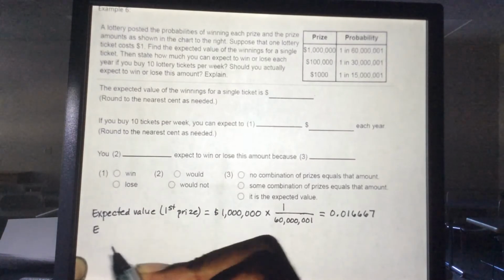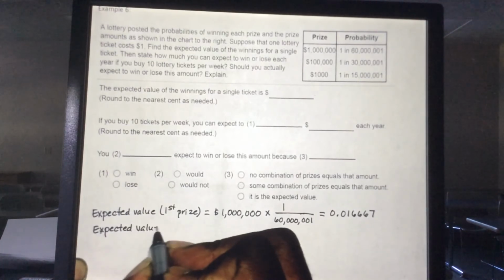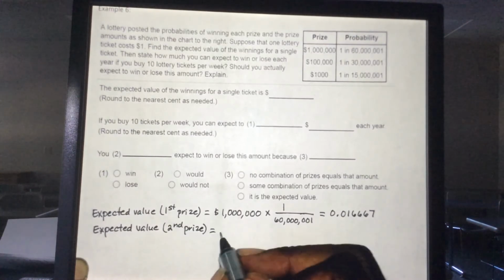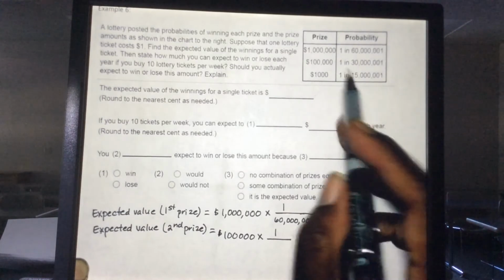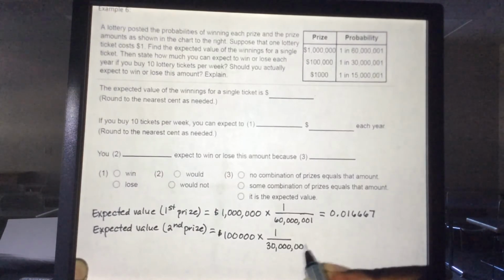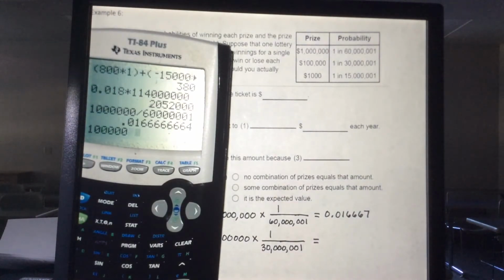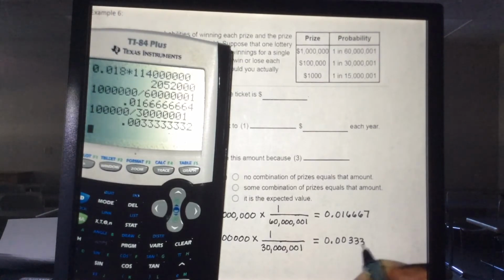And then for the second prize, the second prize is $100,000. To find that expected value, I'll take that and multiply it by the probability here, which is 1 in 30 million, 1. So I'll do 100,000, 1 with 5 zeros, divide that by 30 million, 1, and then hit enter. To 6 decimal places as well, that would be 0.003333.